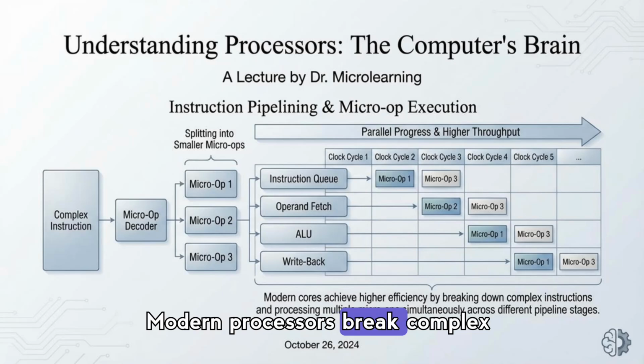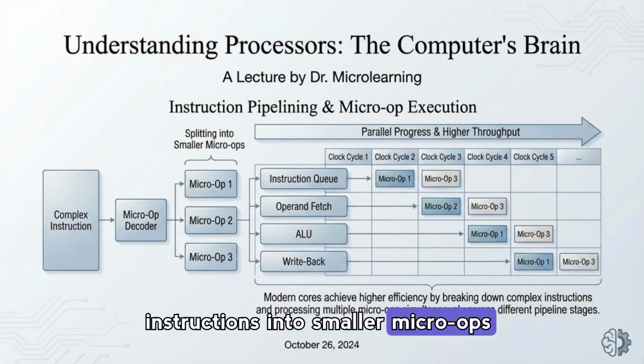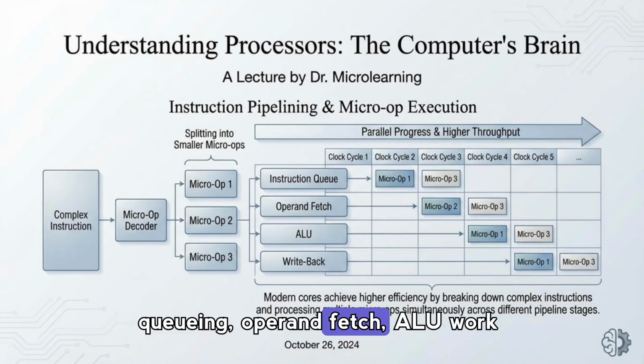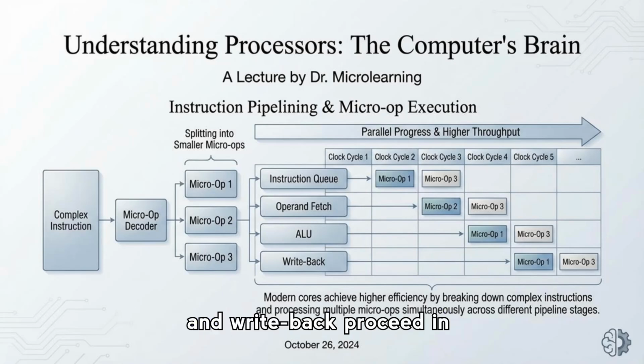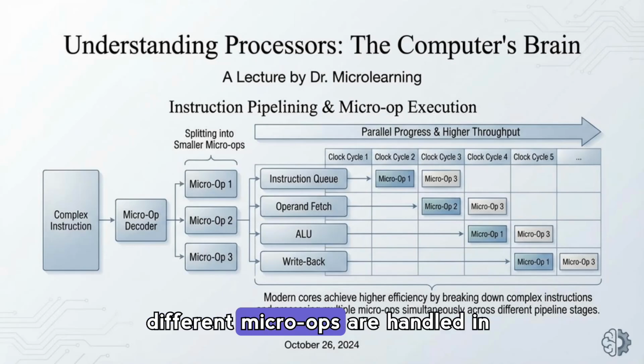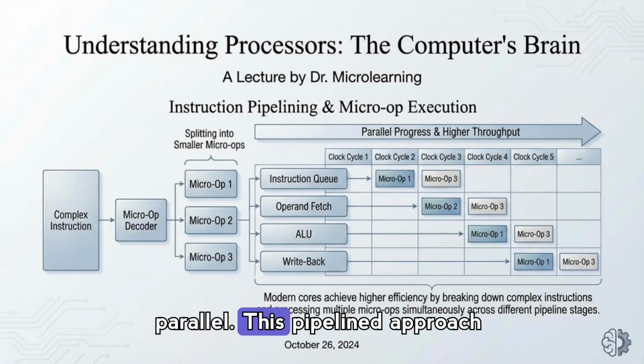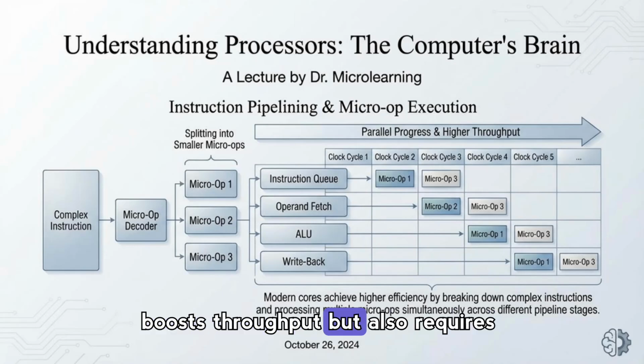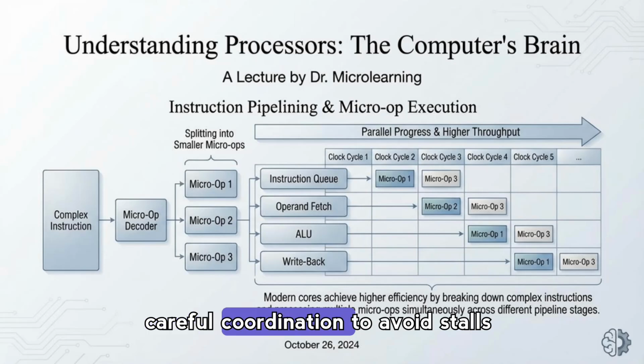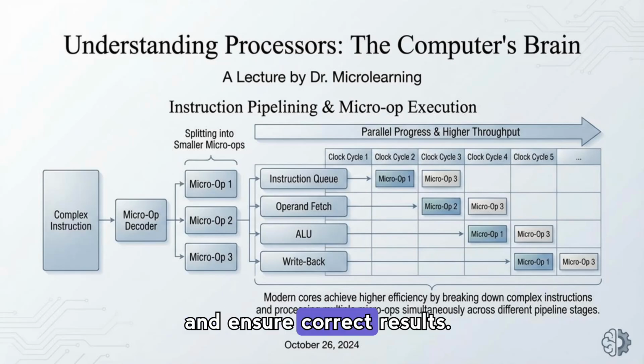Modern processors break complex instructions into smaller micro-ops and push them through a multi-stage pipeline shown here. Instruction queuing, operand fetch, ALU work and write-back proceed in overlapping clock cycles, so different micro-ops are handled in parallel. This pipelined approach boosts throughput but also requires careful coordination to avoid stalls and ensure correct results.